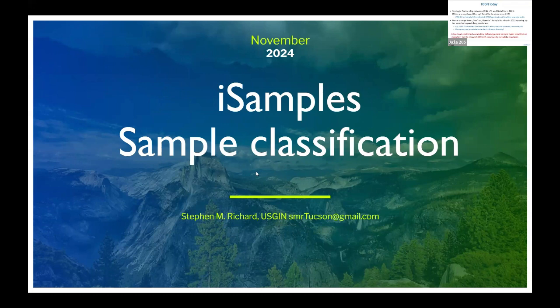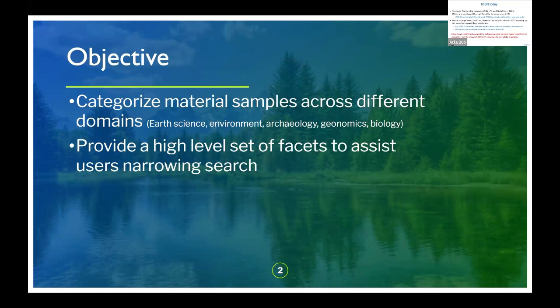So hi, my name's Steve Richard, and I've been working with a project that we call iSamples, based here in the United States. The objective of the iSamples project is to develop the kind of cross-domain sample registration aggregator that Rolf was just talking about. I'll be focused on how we try to categorize samples across these different domains.